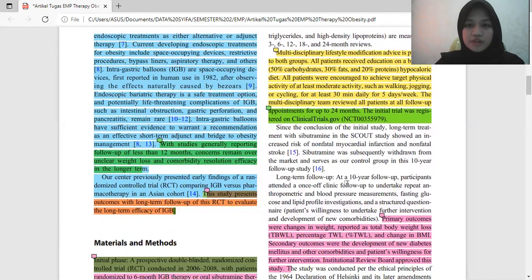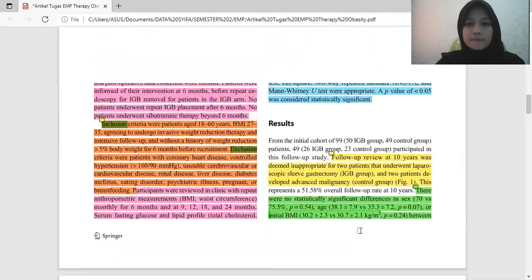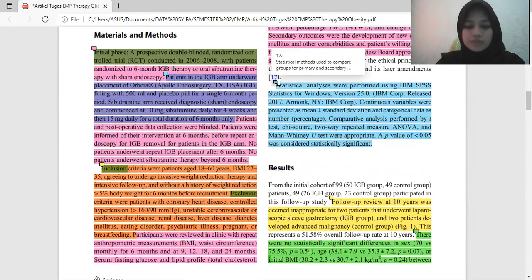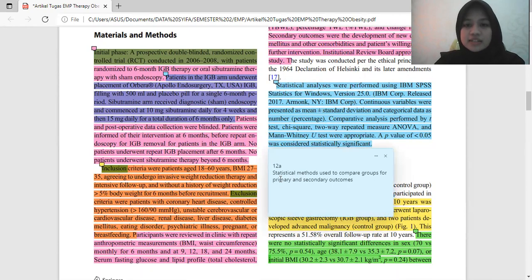Next is number 12. Next is number 12A. Number 12A is statistical methods used to compare groups for primary and secondary outcomes. We can see in here, statistical analysis was performed using IBM SPSS Statistics for Windows version 25.0, IBM Corp. release 2017, Armonk, NY: IBM Corp.